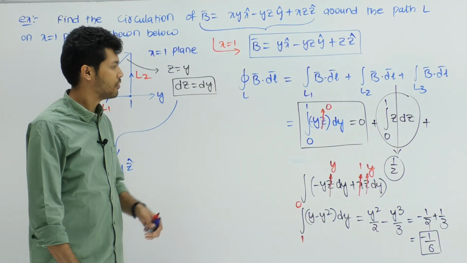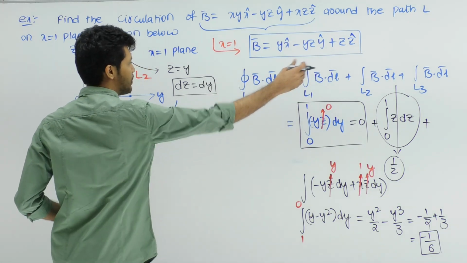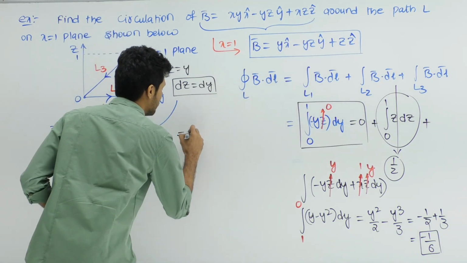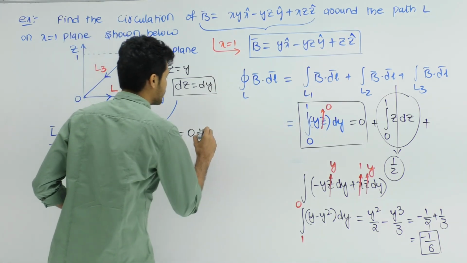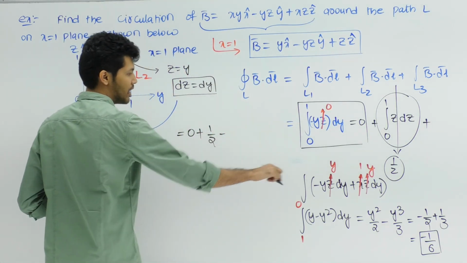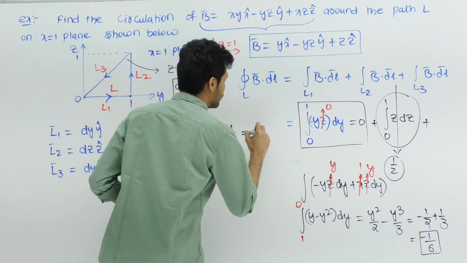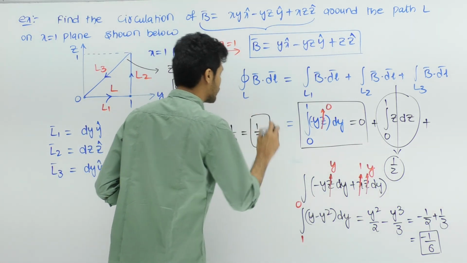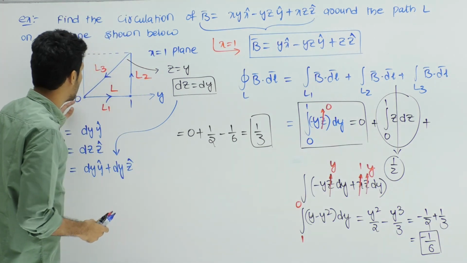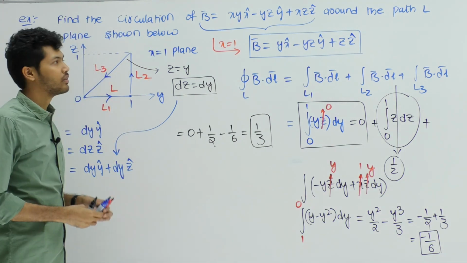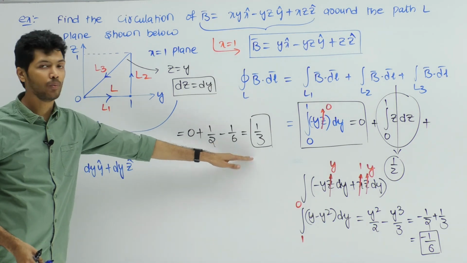Okay. So finally, what is the answer? For the first path, we are having the answer as 0. For the second path, we are having the answer as half. And for the third path, we are having the answer as minus 1 by 6. And finally, the answer becomes equal to 1 by 3. So along the closed path that has been given to us, the line integral becomes equal to 1/3. Okay.